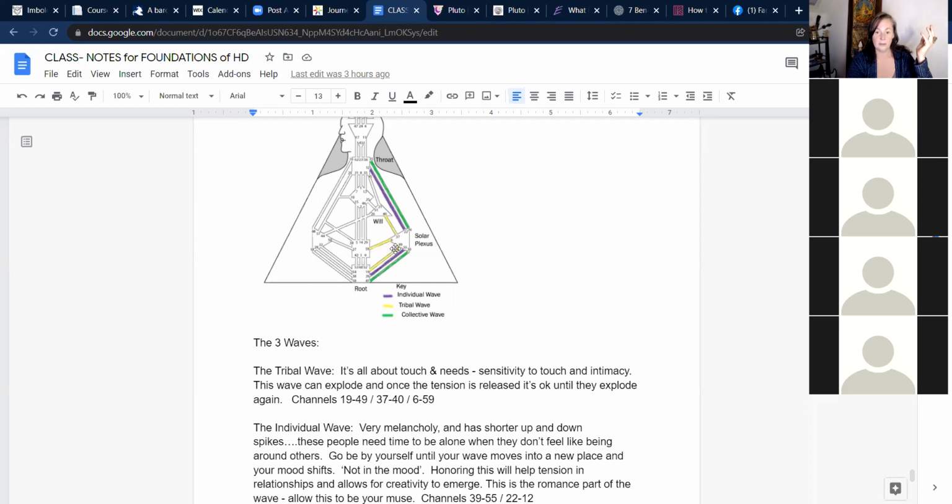So gate 6, if you have this channel, it's more of a tantric type of channel, because you're really breaking down the barriers of intimacy. And the only thing that keeps us from being intimate within ourselves or with other people are masks. It's facades. And so it's breaking down all of those barriers. And then the 19-49 here, and then the 37-40. So that's the tribal wave.